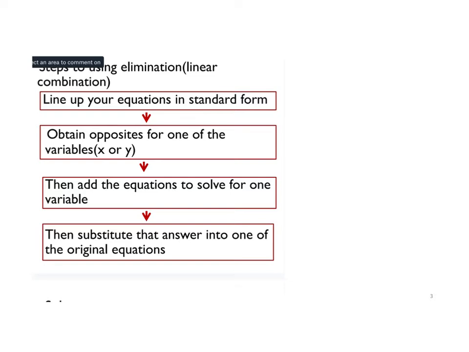Steps to using elimination, linear combination. You're going to line up your equations in standard form. Remember, standard form is ax plus by equals c. Obtain opposites for one of the variables, x or y, then add the equations to solve for one variable, then substitute that answer into one of the original equations.